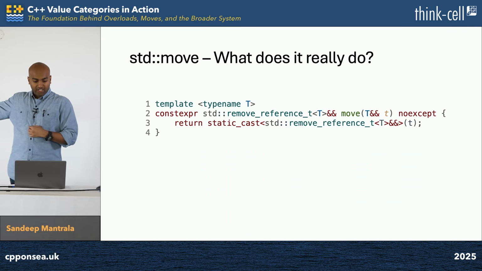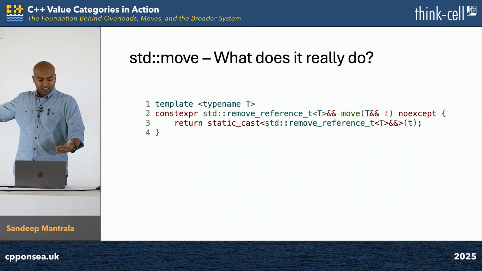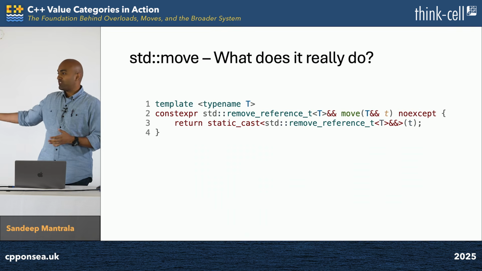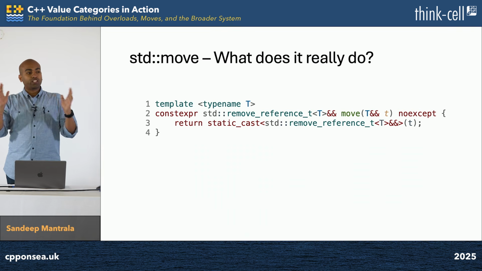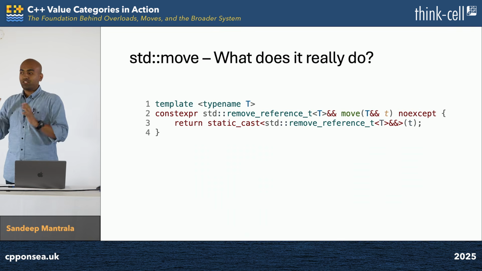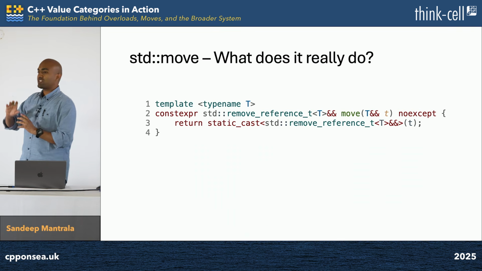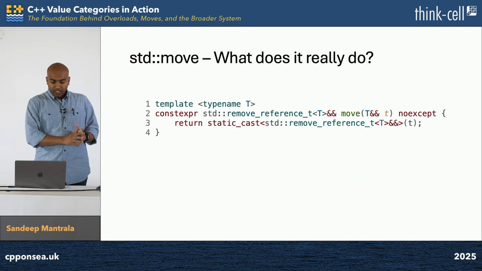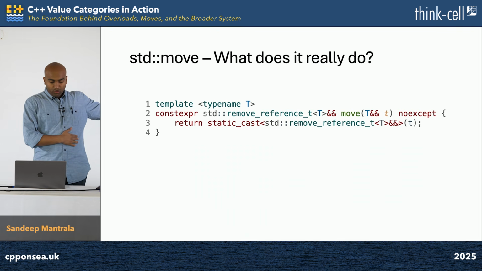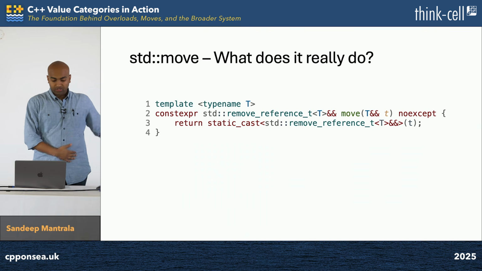So here we have an R value reference to T. Actually, it's not exactly an R value reference to T. We'll talk about it in the next slide, because T in the context of a template is called a universal reference. But that's just one extra thing that we are going to look at. For now, you can just look at the implementation. What we do is we are casting it to an R value reference.